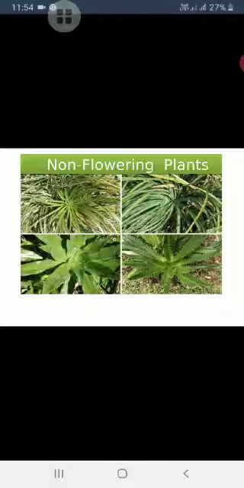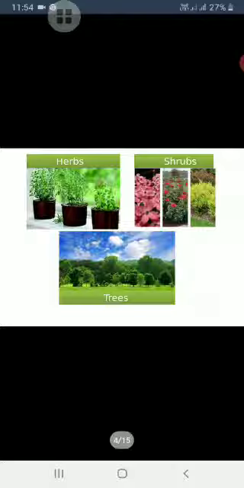Another way of classifying plants is according to their size and the nature of their stem. Based on this, plants can be classified into three categories: herbs, shrubs, and trees. Tall and strong plants are known as trees. A tree has a broad and strong stem known as trunk. It has many branches with leaves. Banyan, peepal, and mango are common examples of trees. Some trees live for hundreds of years.